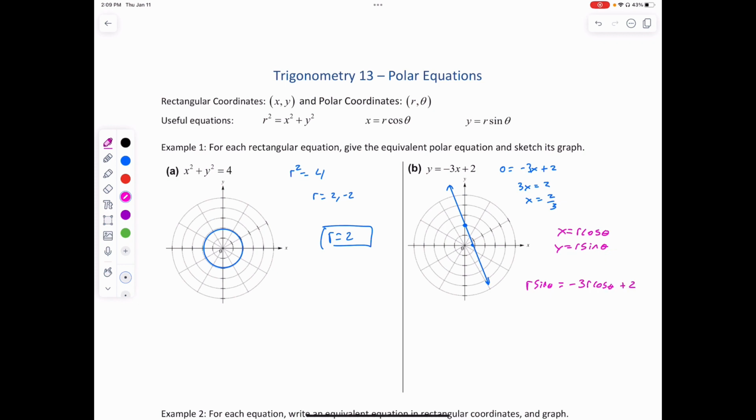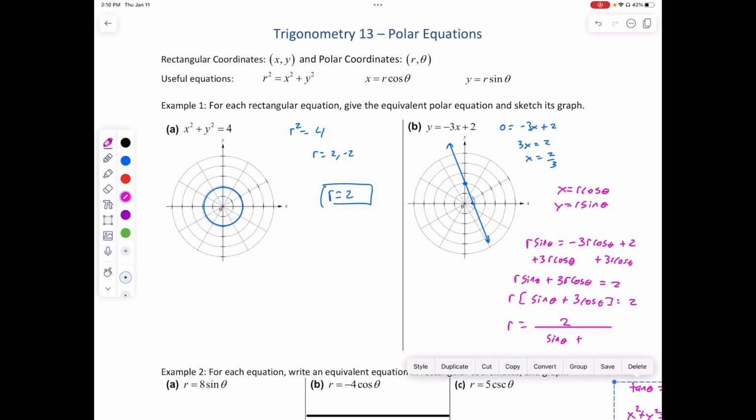So now we actually are in terms of polar coordinates. We typically like to solve for r in polar coordinates in the same way that we like to solve for y in Cartesian. So I'm going to go ahead and add the 3r cosine of theta to both sides to get r sine of theta plus 3r cosine of theta is equal to 2, and factor out an r from that. And if I divide by everything but the r, I get r is equal to 2 over sine of theta plus 3 cosine of theta.